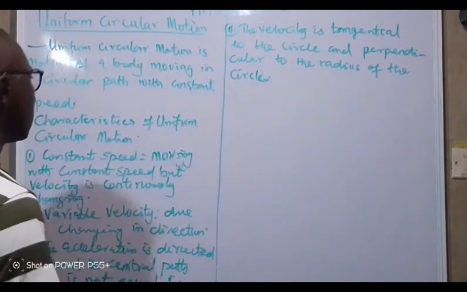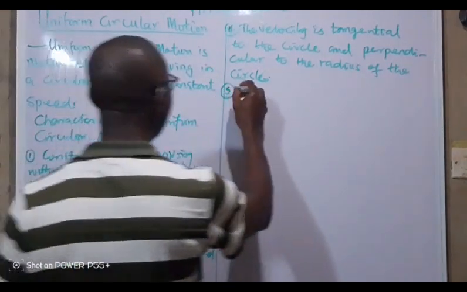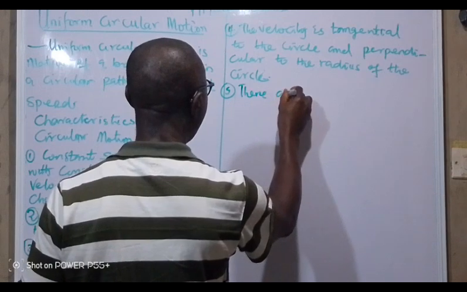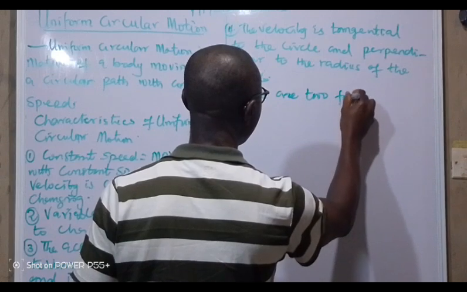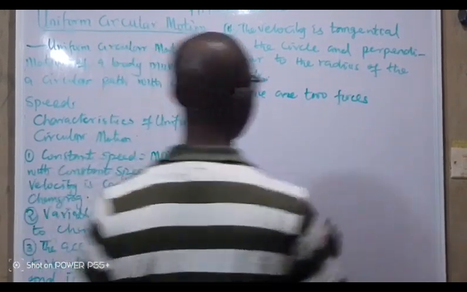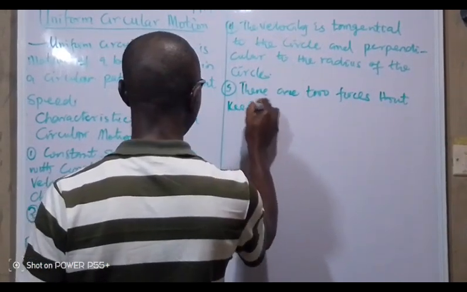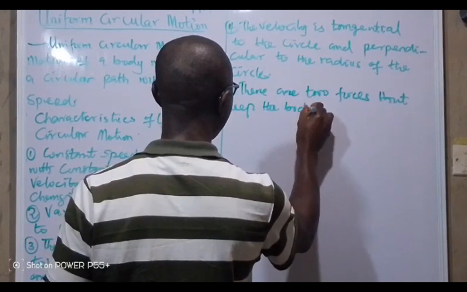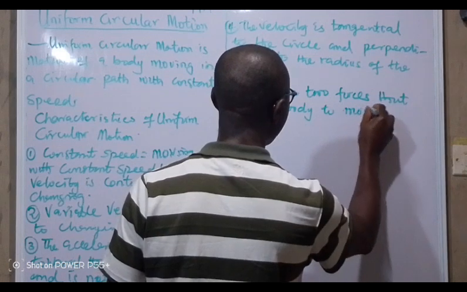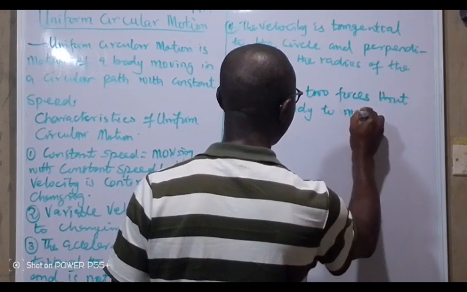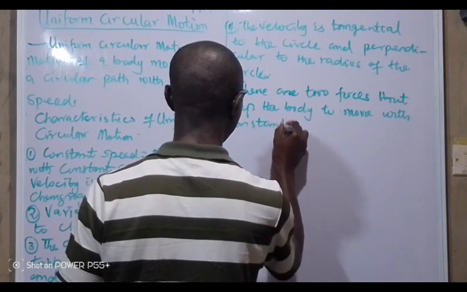And number 5, characteristic 5. There are two forces that keep the body moving with constant speed.